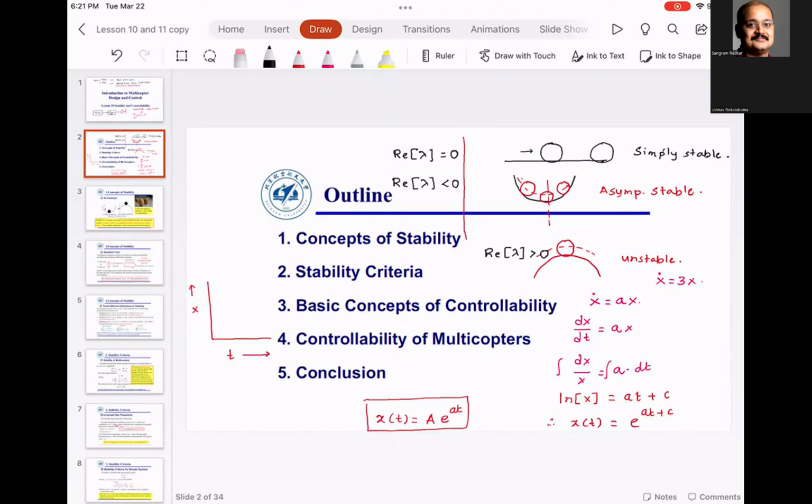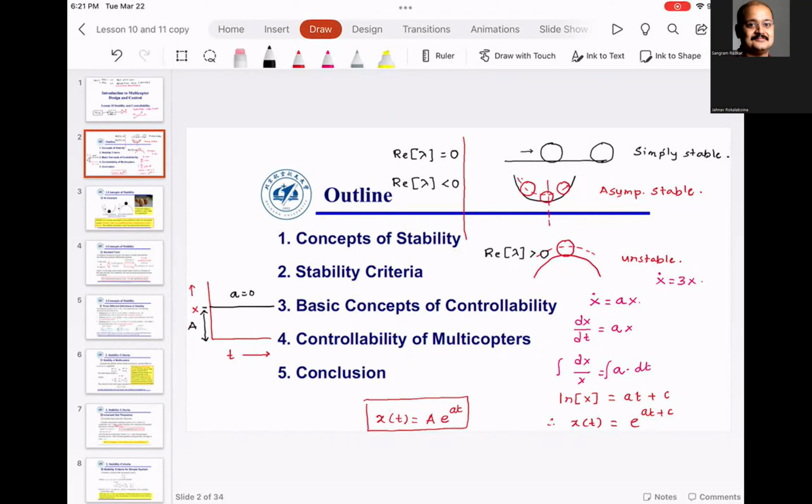So if my a is equal to 0, what happens? If my a is equal to 0, this is capital A. Do you agree with me? X of t is going to remain A all the time. Are you with me? As time goes from 0 to infinity, x is going to remain capital A. That means the system is not going anywhere.